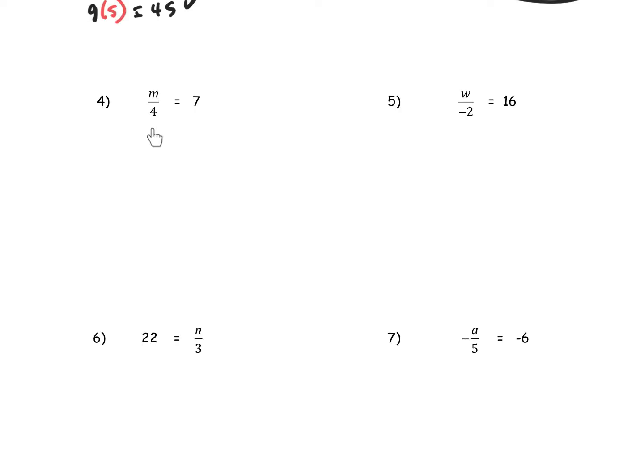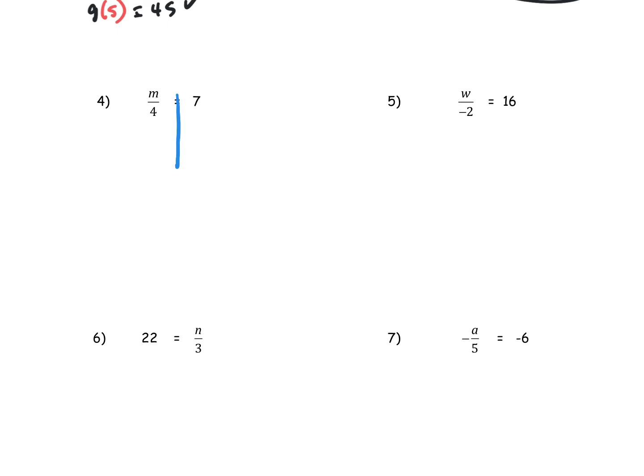The next set of equations can be very challenging. They just look more challenging. But if we recall what this little bar means, a division bar, this is m, unknown number, divided by 4. And the answer after we divide by 4 will give us back 7. So again, when we solve, we're doing the inverse of what we see. We see division, so we're going to do the opposite, which would be multiplying.